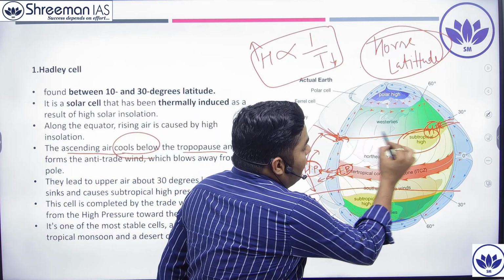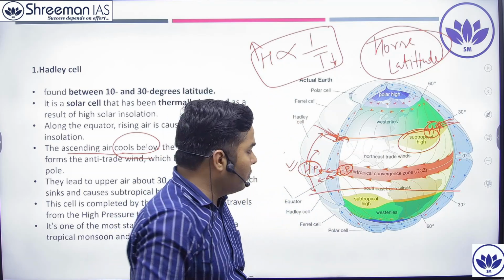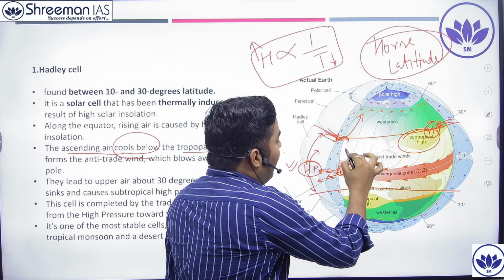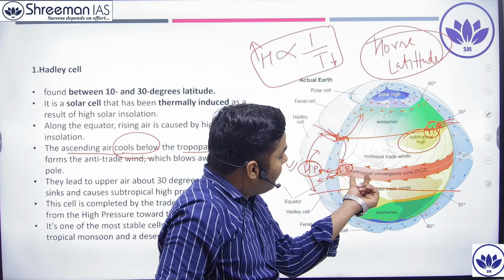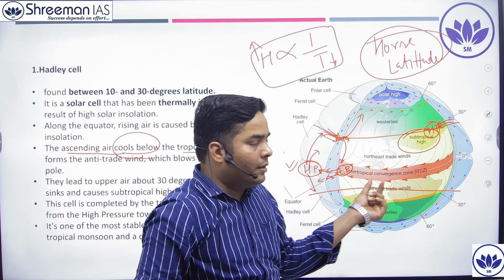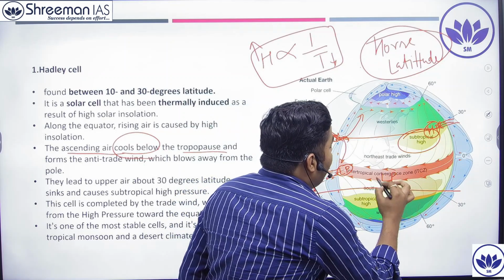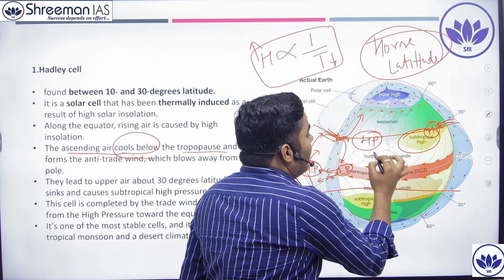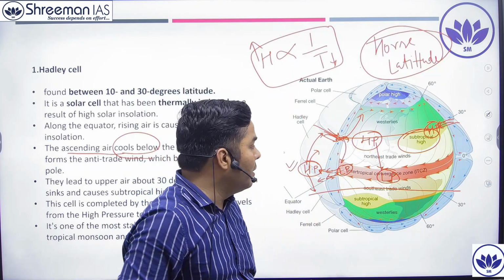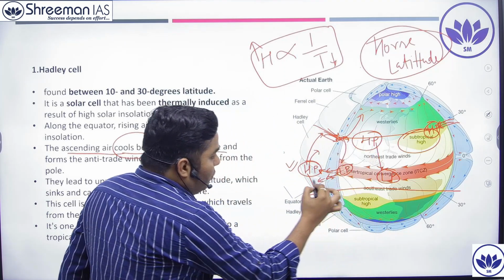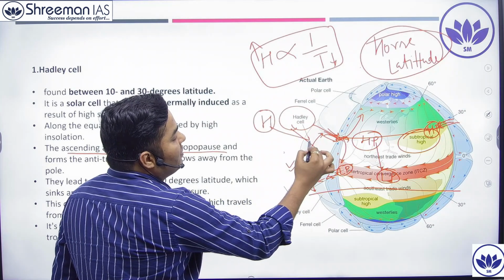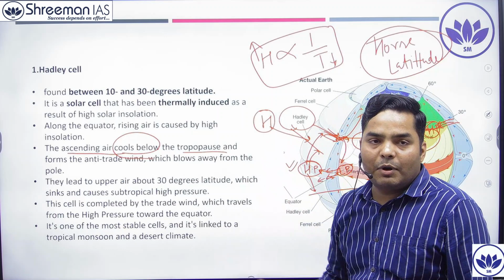And here at 30 degrees north or 30 degrees south, what will happen after this? Some air mass will move toward the pole and some air mass will move toward the tropical low pressure belt, means toward the ITCZ, because here is low pressure and here is high pressure, and you already know the air moves from high pressure to low pressure. This is the basic principle. So due to this circulation, the Hadley cell is formed. This is the formation of the Hadley cell. So this is about the Hadley cell.